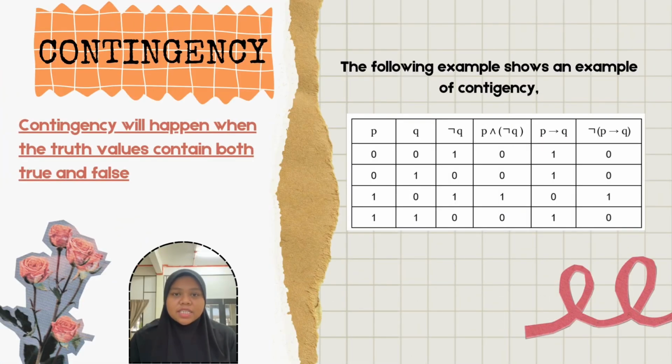Lastly, contingency. Contingency happens when the truth values contain both true and false. The following example shows an example of contingency. What you can see is the truth values have both true and false. So it clearly shows that it is a contingency.